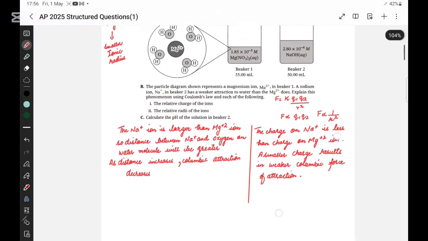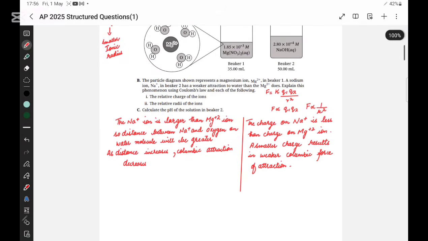Now, moving towards the next question, C part: calculate the pH of the solution in beaker 2. We are only given the concentration of NaOH, and we know when NaOH is dissolved in water, it completely ionizes and forms sodium ion and hydroxide ion. So if we have 2.8 times 10 to the power minus 4 as its concentration, then the OH ion concentration will also be the same.